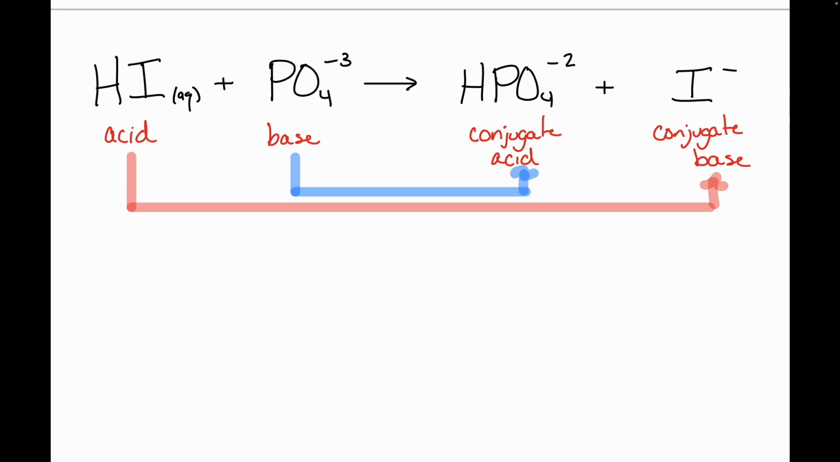Okay? So given these conjugate pairs, we take our acid and decrease its number of hydrogens by 1 and decrease its charge by 1. We take our base and increase its number of hydrogens by 1 and increase its charge by 1. That's how we're going to predict the products of our acid-base reaction here. All right, what are our conjugate acid and our conjugate base?